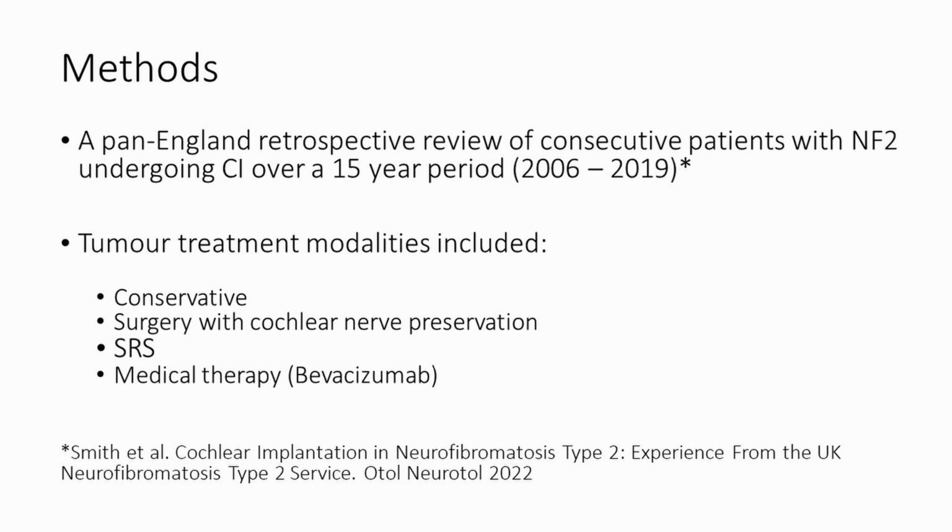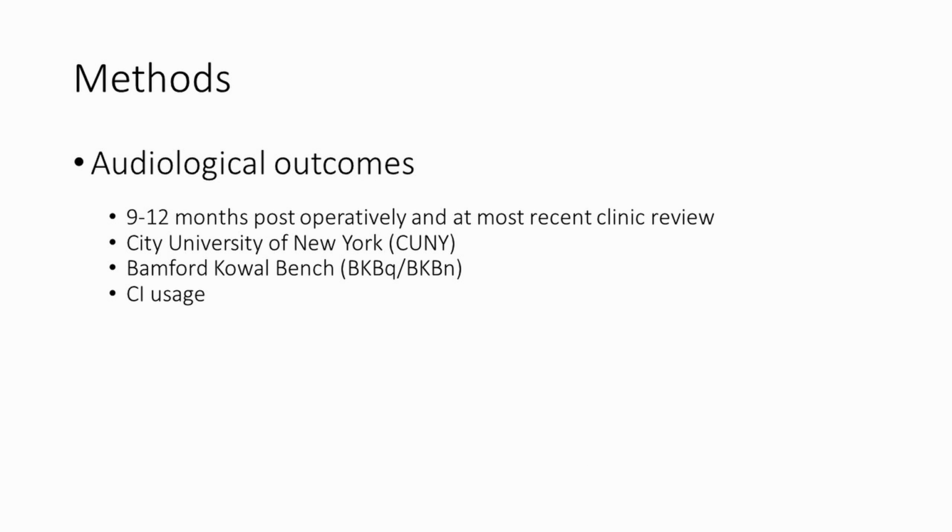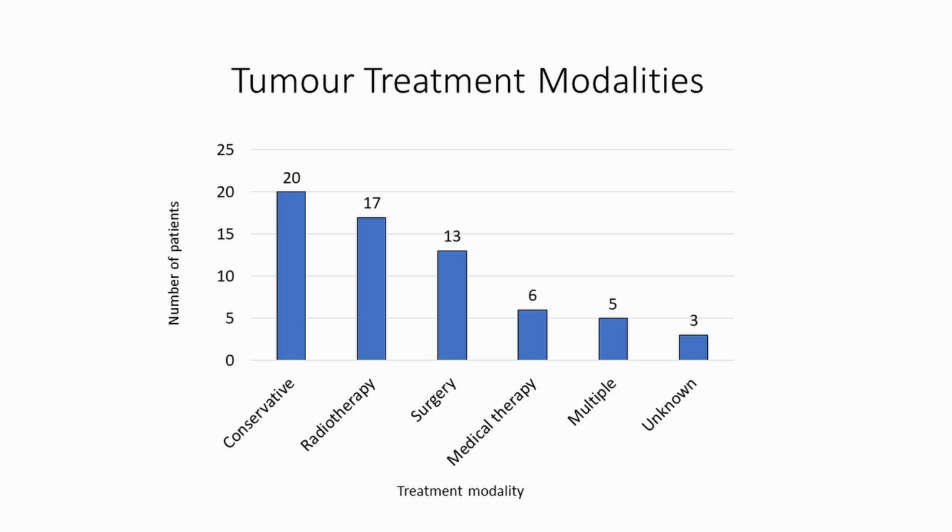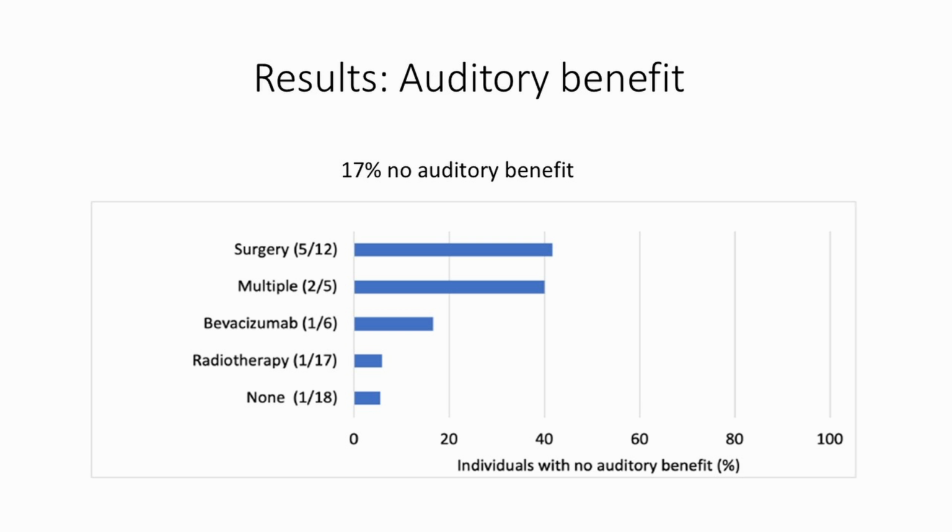Next slide, please. And we looked at their audiological outcomes. So their speech scores with and without lip reading. Okay, next slide, please. So this is the various different types of tumor treatment. So conservative, radiotherapy, surgery, medical therapy, and those that have had multiple different types of tumor treatment. Next slide, please. And this is the first slide on outcomes.